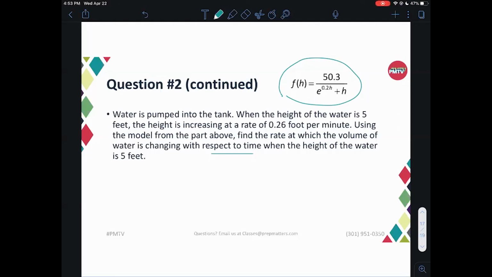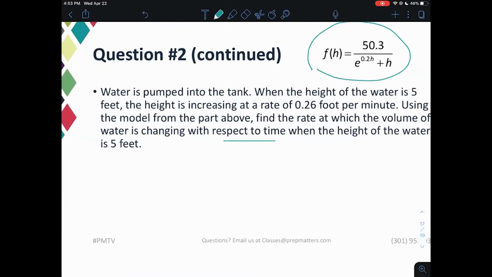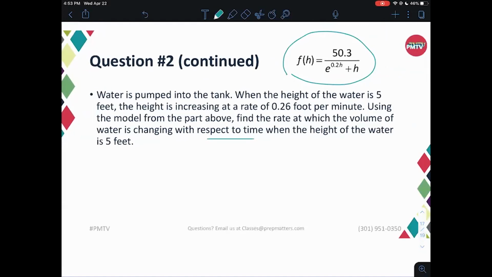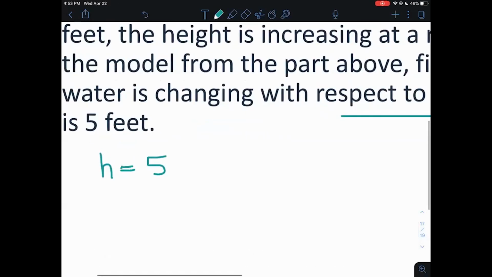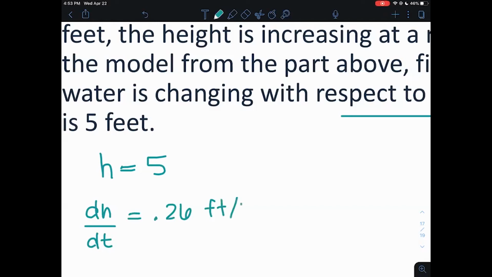Seems very unrelated to what we just did, but it's actually really tying together a lot of what we talked about today. So let's write down what we know. We're looking at a particular value of h, which is 5. I will try to keep this on the screen and still write in a legible way for you. Okay, so h equals 5. We also know the rate of change of h with respect to time. I know that dh over dt equals 0.26 feet per minute.